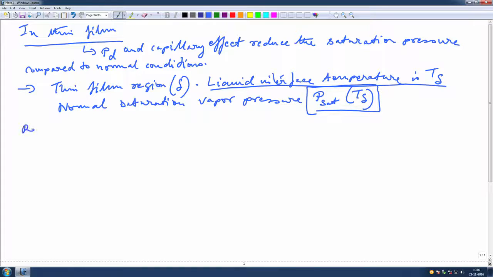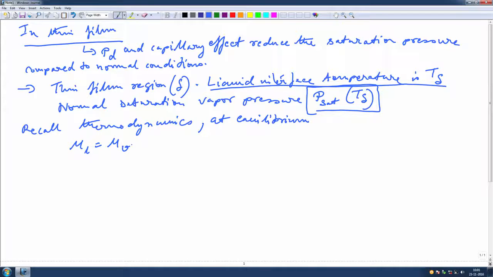If you do a little bit of recall of your thermodynamics, at equilibrium, remember we are only talking about equilibrium over here, not a receding or an advancing liquid front, mu L is the same as mu V, which is what we proved earlier. So the chemical potential of the liquid and the vapor phases should be the same.